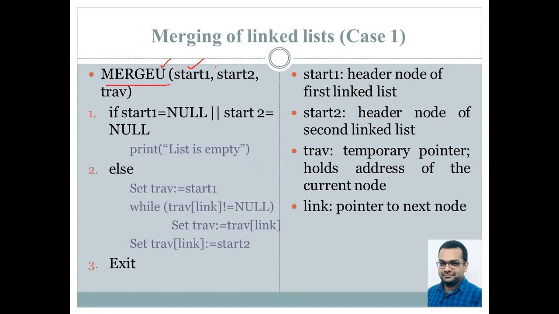Their respective start nodes are start1 and start2, and we have made use of a pointer, traversal, the temporary pointer. Now we check if either of these start1 or start2 is null, there's an OR operation. So we print that the list is empty and the program simply exits because it is not possible to merge them. Or the program jumps to the else part where we initialize the value of the traversal as the address of the first node. Now till the time traversal link is not equal to null, we keep on progressing further till we reach the last node in list 1. As soon as we reach the last node, we simply set the traversal link to the address of start2, that is the address of the first node in the second list.